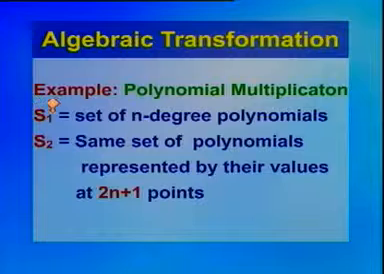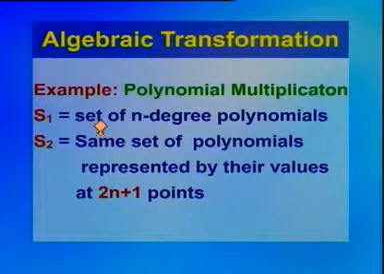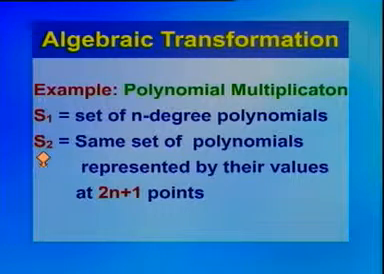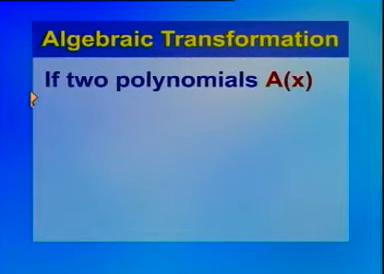Similarly, let us go for another example. The second example is polynomial multiplication. Let S1 be the set of n degree polynomials and S2 the same set of polynomials represented by their values at 2n plus 1 points. So S2 has the n degree polynomials which are represented at 2n plus 1 points.